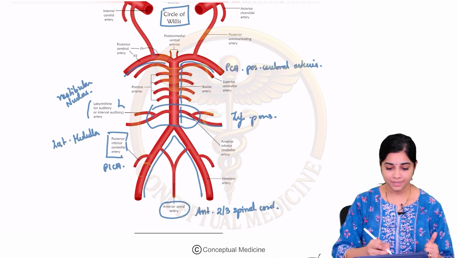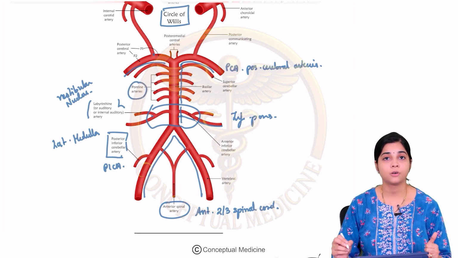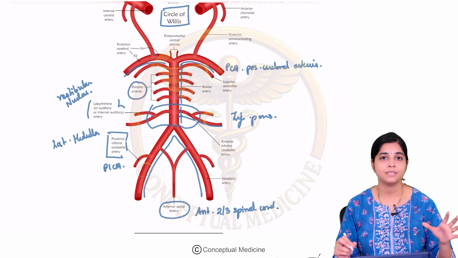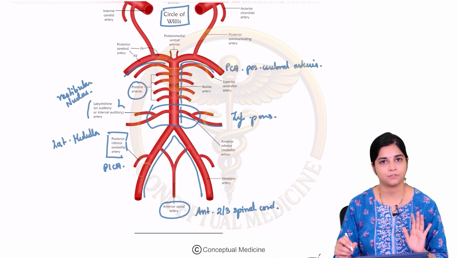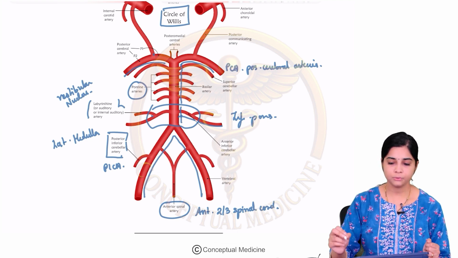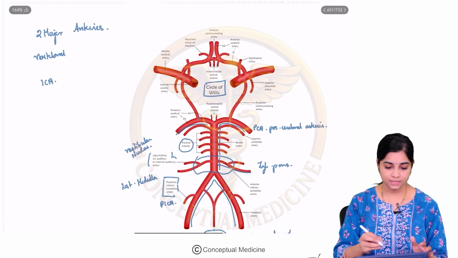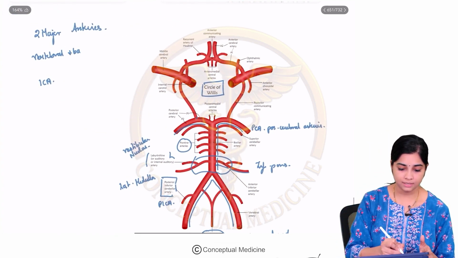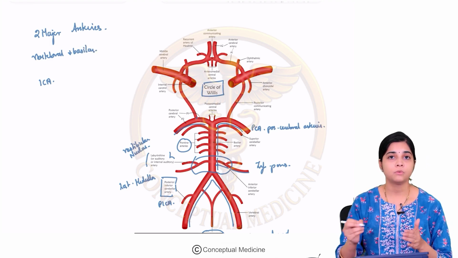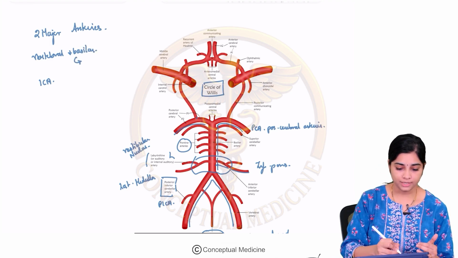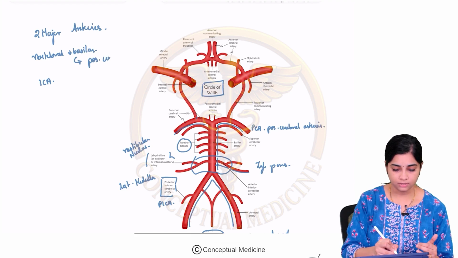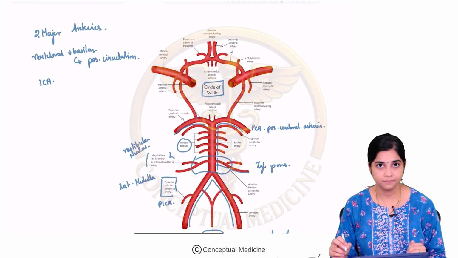Then arising from the basilar artery, we have a lot of pontine branches which supply major portions of the medial aspect of the pons. Then we have the two posterior cerebral arteries. Till now, whatever we discussed, the vertebral artery and the basilar artery, which is your vertebrobasilar system, is called the posterior circulation.